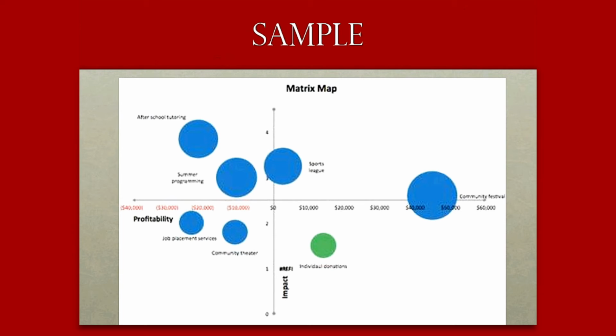But it is to show you what you, or someone at an organization on whose board you sat, completed, could hand you and what it could tell you. So in this map, we have an organization that provides after-school tutoring, summer programming, job placement services, runs a community theater, has sports leagues, and then runs a festival.